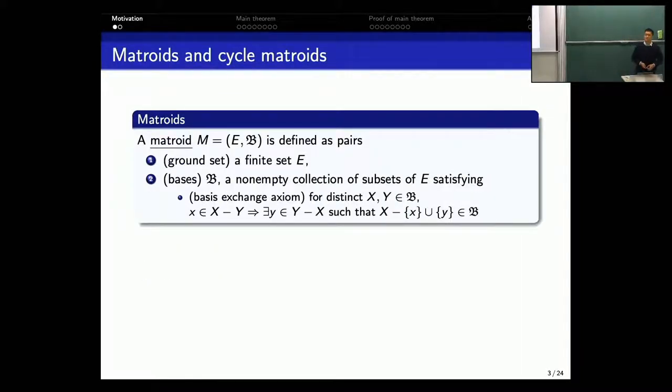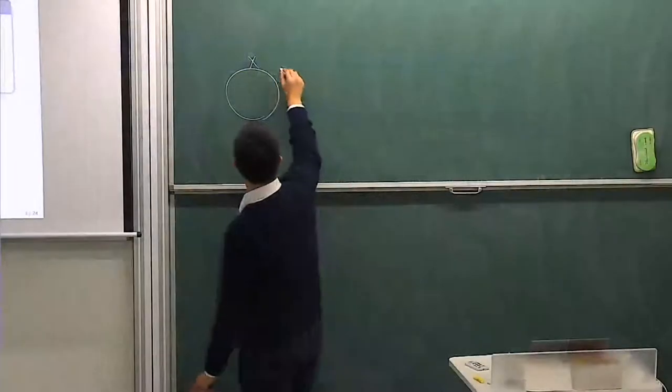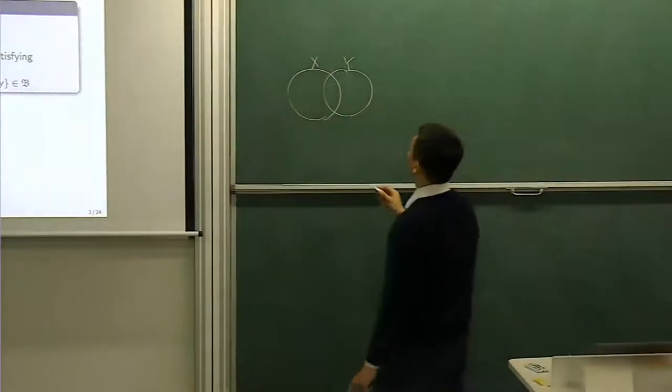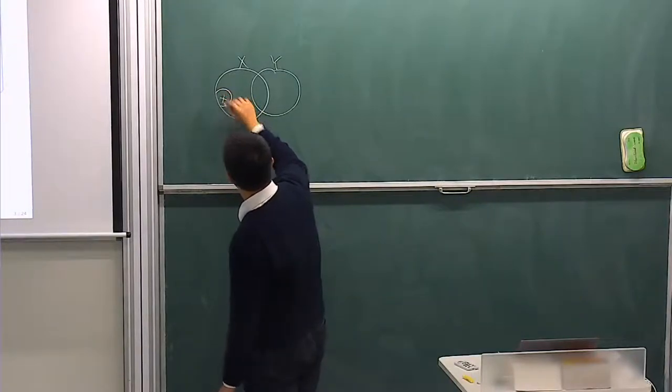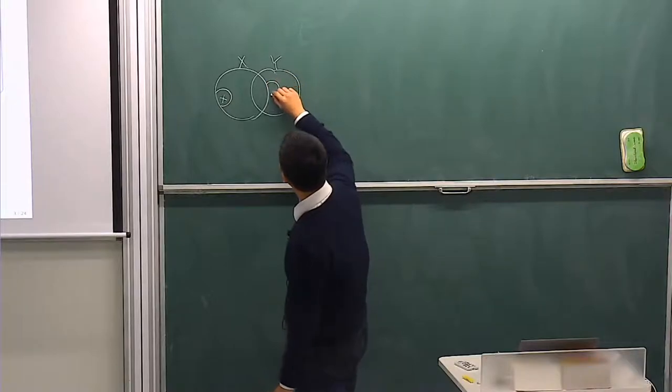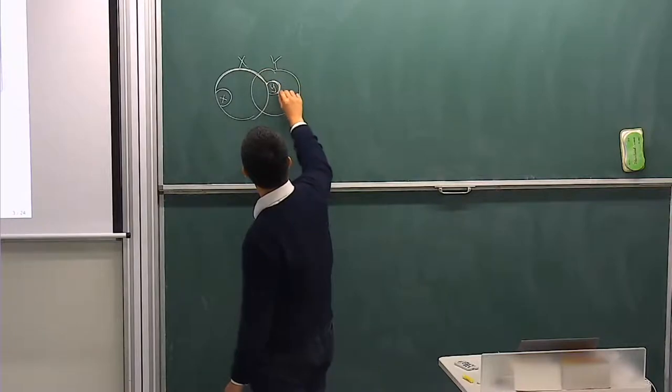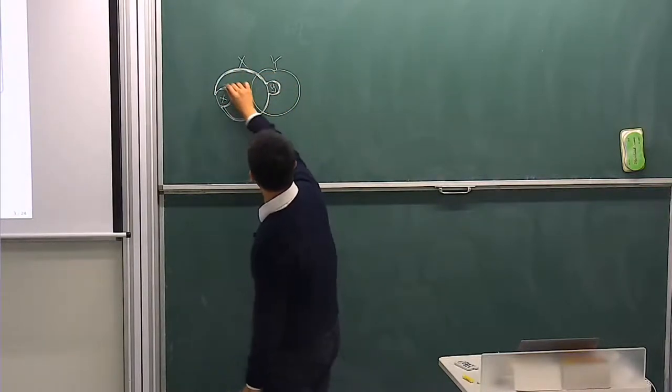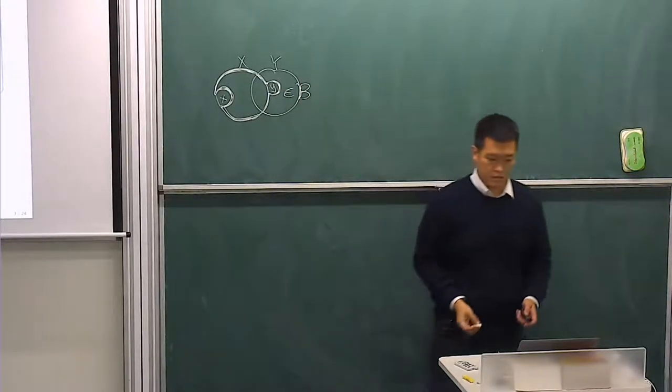I'm kind of nervous because most of you may be more experts in graph theory or matroid theory, but anyway, I'll give a quick review of what a matroid is. A matroid is given by a pair of a ground set, which is a finite set, and a basis, which is a non-empty collection of subsets of E, satisfying the so-called basis exchange axiom. Pictorially speaking, the basis exchange axiom says that for two distinct X and Y in the collection B, if you want to subtract an element X, you can always find a Y such that this somehow fish-shaped thing is in the collection again. So this is the basis exchange axiom.